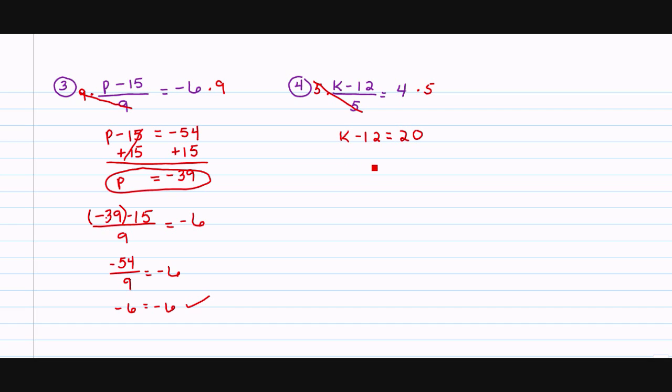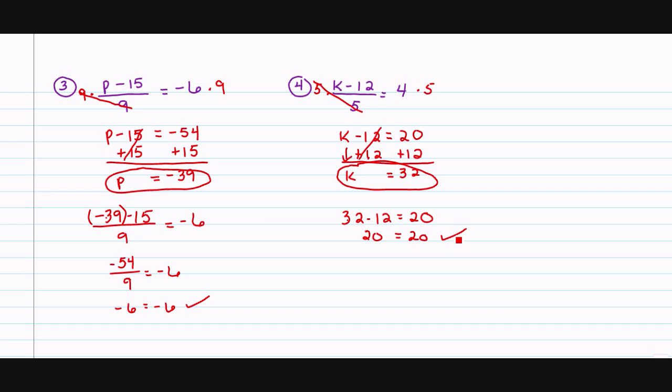And the opposite of subtraction is addition. So I'm going to add 12 to both sides, keeping it balanced. I bring down my K. That cancels, equals 32. I'll plug it back in. And 32 minus 12 equals 20. And 32 minus 12 is 20. So I know my problem is correct. Let's do another one.